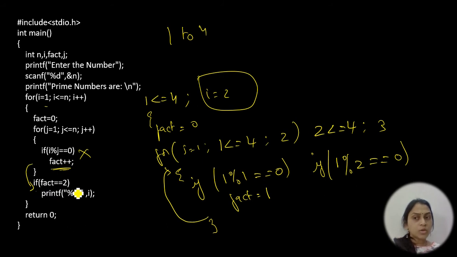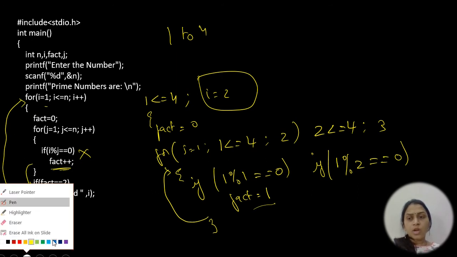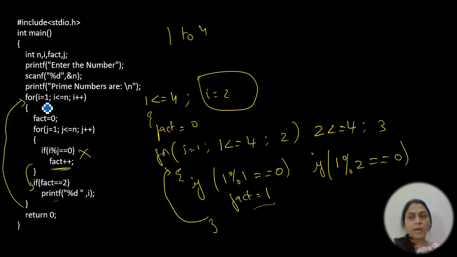If fact is equal to 2, is the fact equal to 2? No, still the fact is 1 only. Okay, so this condition also fails. It again goes back to the main for loop. Okay, so this time it is going to check. Now i becomes 2.